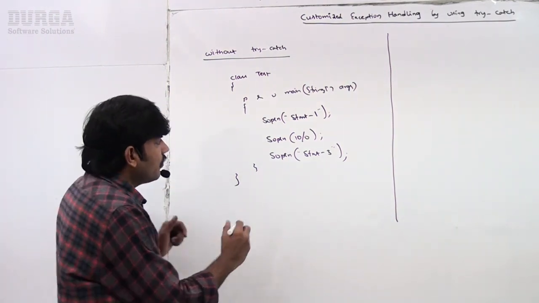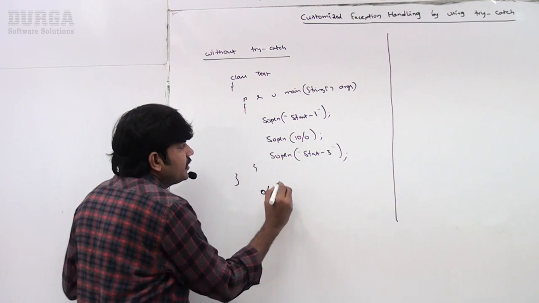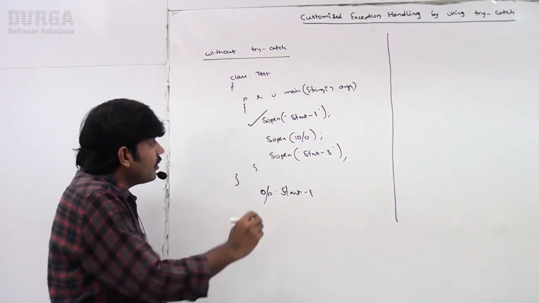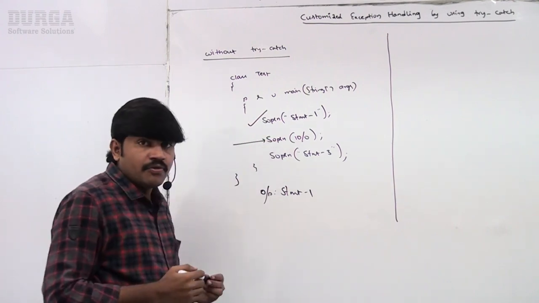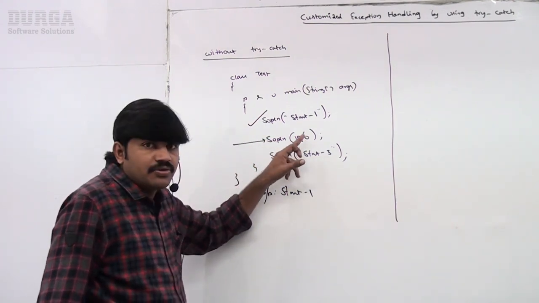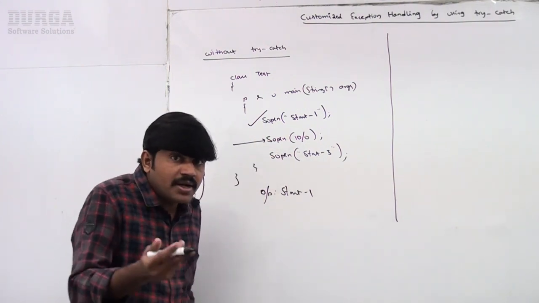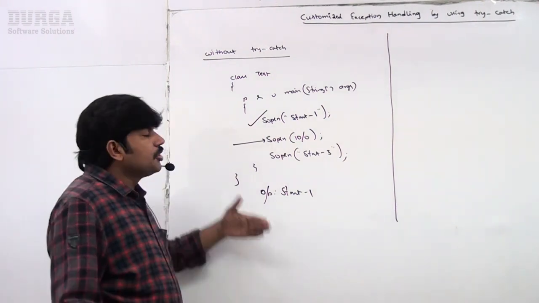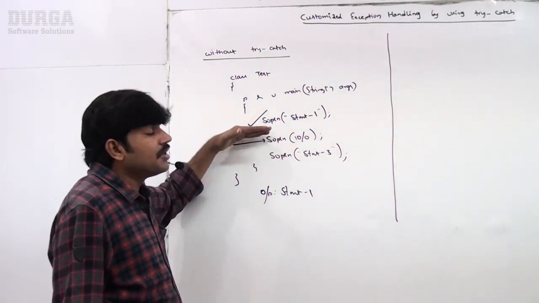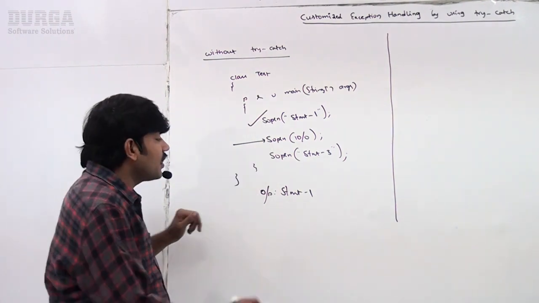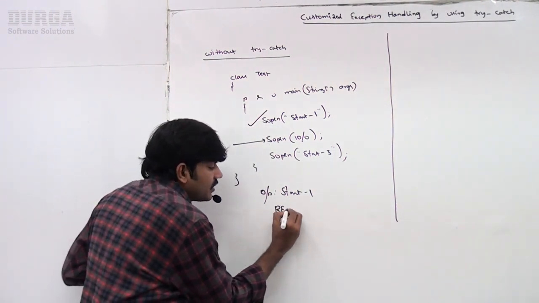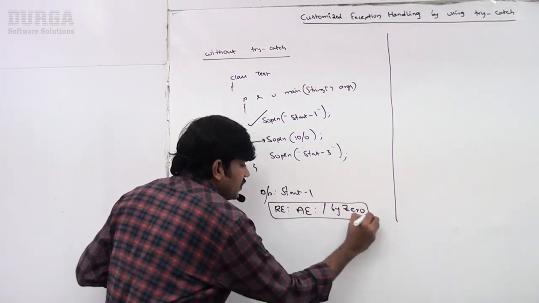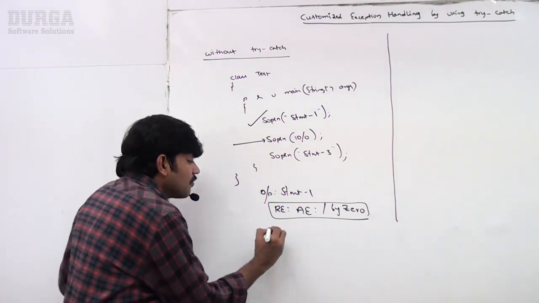Very simple. If I execute this code, statement 1 will be printed normally. But while executing this line, SOP of 10 by 0, ArithmeticException will be raised. But there is no handling code. Immediately the program will be terminated here only. Are you getting? Runtime exception, ArithmeticException, division by zero, like this, right? Sir, this is abnormal termination.